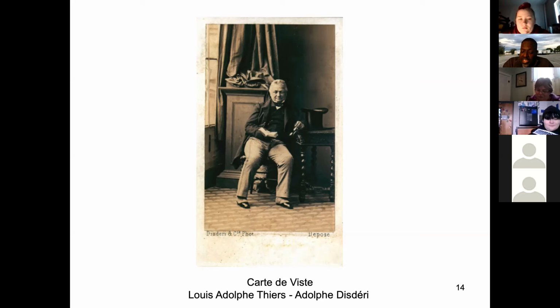This was one of the things that they would leave. When I saw visit card, the first thing I thought of was passport. Oh yeah, travel. But this is more of a visiting card, and the person in the image was Louis Thiers. This is an example of what a visiting card or carte de visite looks like. You can still occasionally find these around town.